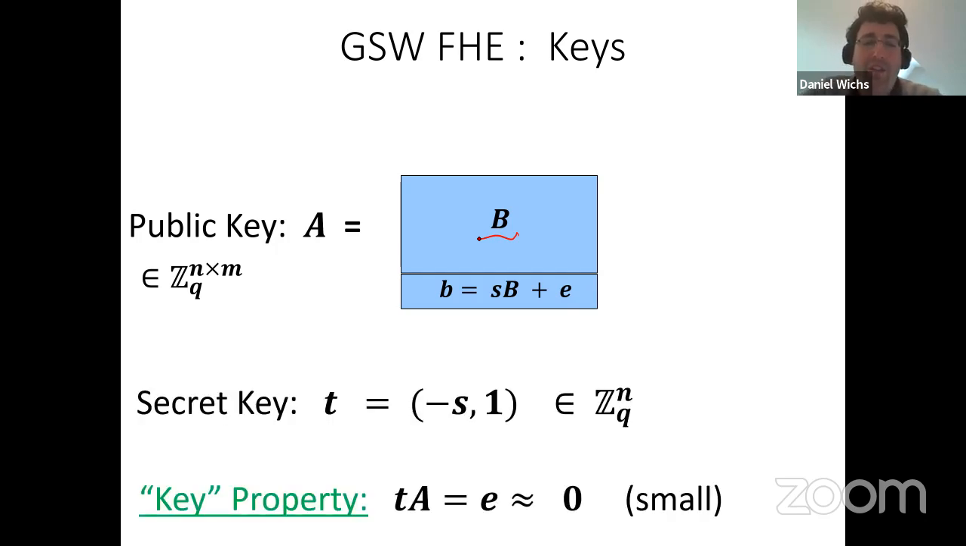And the secret key is just this vector S, which is the linear combination. So it's actually negative S concatenated with 1. And you don't really have to remember much about this, except for this last property. So the relationship between the public key and the secret key is that if you take the secret key and multiply it by the public key, you get the small error vector E. So you get something small. And I'll just write these squiggly lines to denote small things. So I'll say the secret key times the public key is essentially 0.